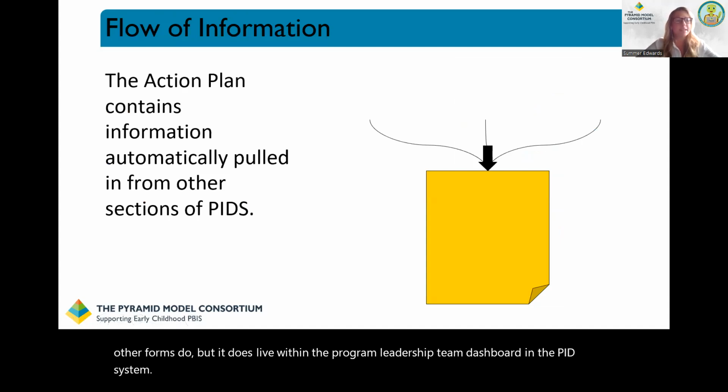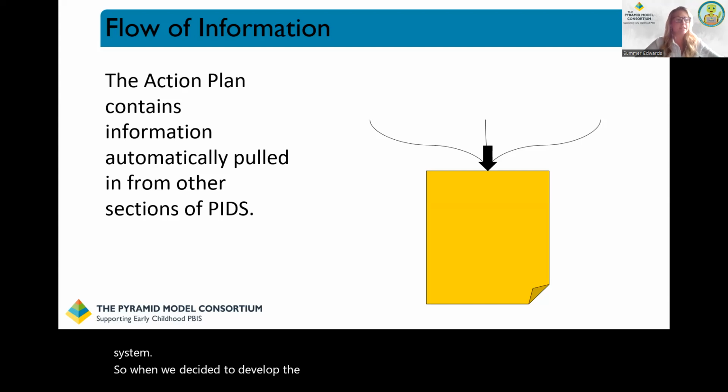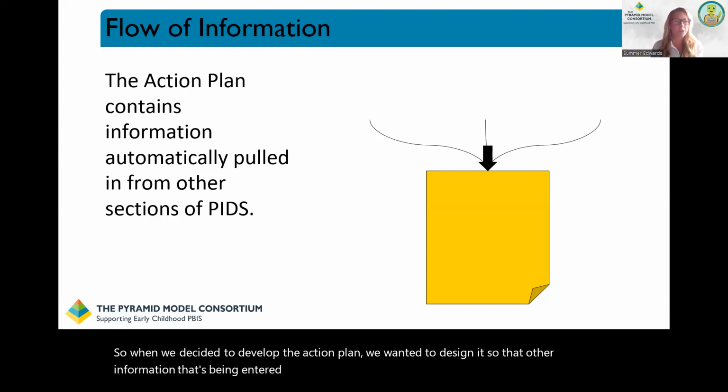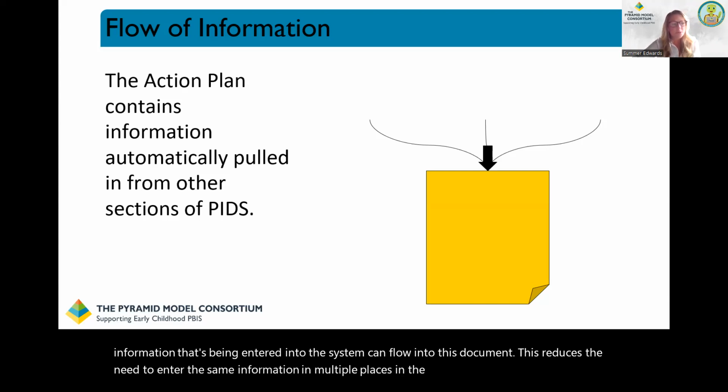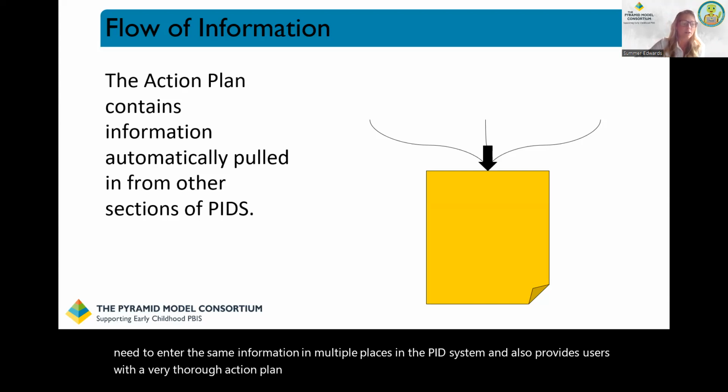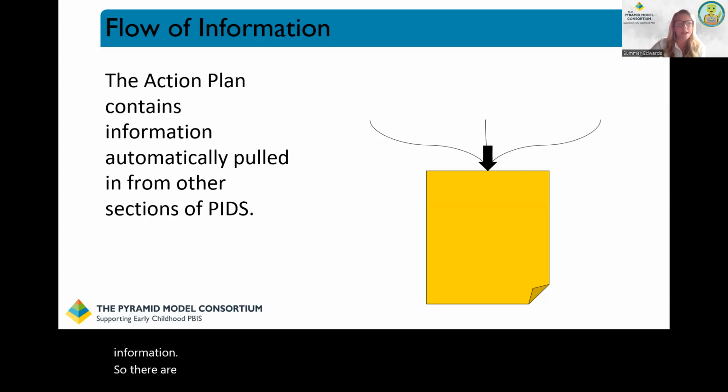So when we decided to develop the action plan, we wanted to design it so that other information that's being entered into the system can flow into this document. This reduces the need to enter the same information in multiple places in the PIDS system and also provides users with a very thorough action plan document when it's all completed with all pertinent information. There are three main areas that do pull into the action plan from other areas of PIDS.